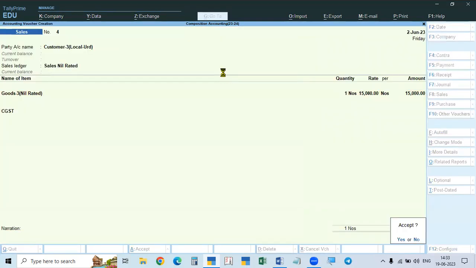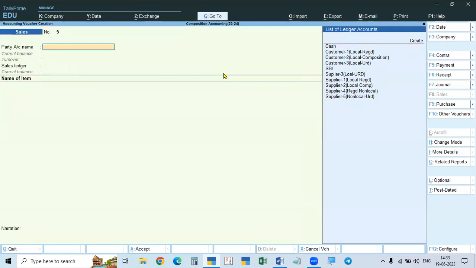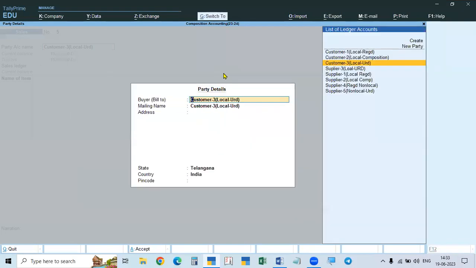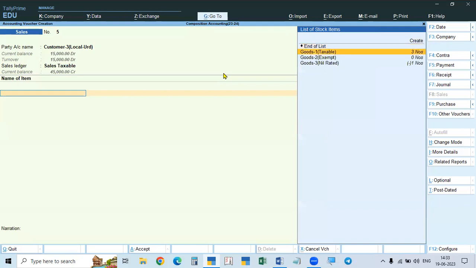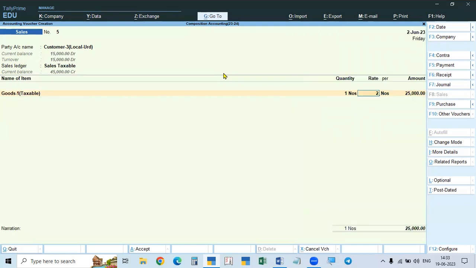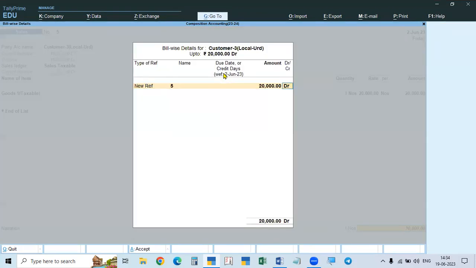And again, we will take up the unregistered dealer itself. For the unregistered dealer, we take up taxable goods. Taxable sales means goods also taxable. We take one item, 20,000 rupees. So there is no tax at all. Like this, we have to pay.